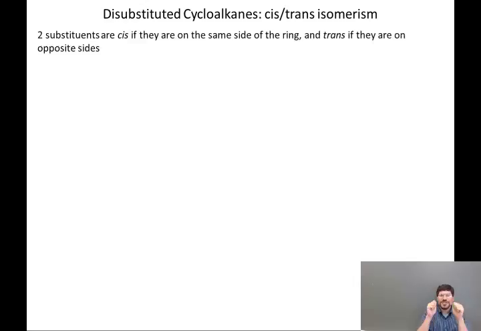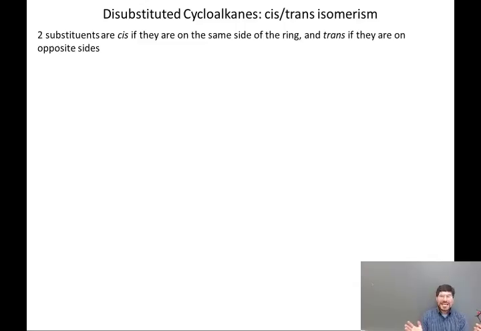Now, what about disubstituted cycloalkanes, when you have two substituents? Well, this is going to bring us into a case where we have cis and trans isomers. Cis and trans isomers are a concept that you've already met in the context of alkenes. If you have two substituents on an alkene, if they're on the same side of the double bond, it's cis, and if they're on opposite sides of the double bond, it's trans. Well, for rings, it works exactly the same way. Two substituents are cis if they're on the same side of the ring, and trans if they're on opposite sides.